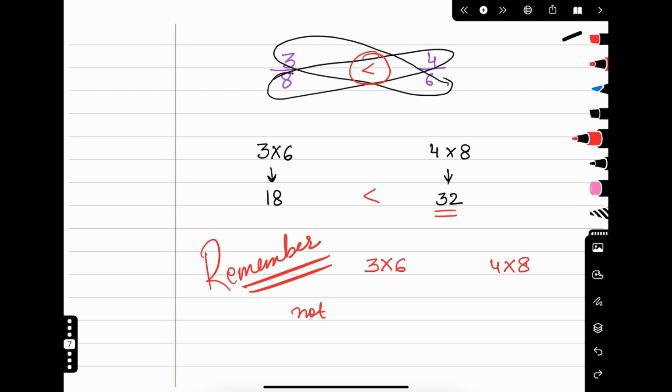And on top, 4 into 8. 4 was already on top, it came from bottom to top. 8 went from bottom to top. And not the reverse of it. What is the reverse of it?